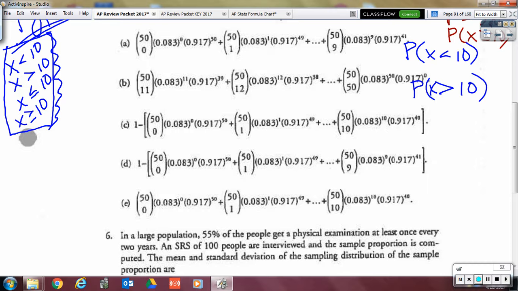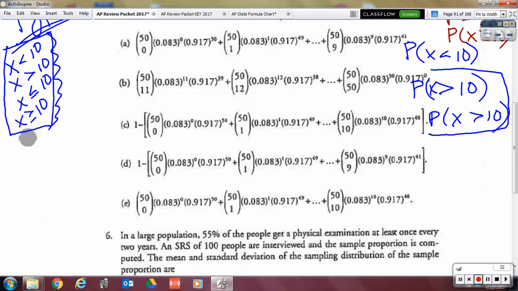Okay, this next one is interesting. 1 minus 0 up to 10, so you are taking off the bottom 10. What's this one showing us? Yeah, it's showing us the exact same thing as part B. It's interesting that these two are shown in two different ways, but they mean the same thing. You can either go straight 11 to 50 or 1 minus the bottom 10. Those both show the same thing.